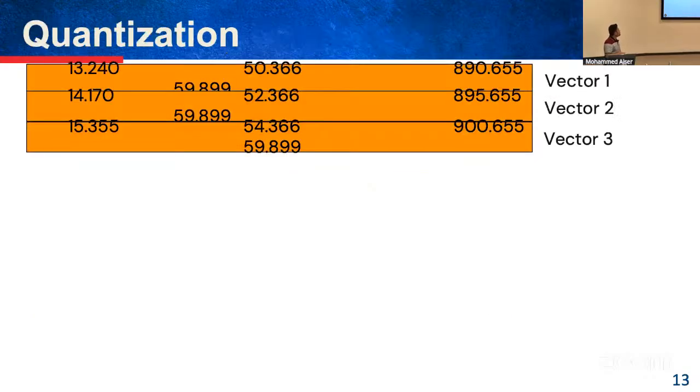So quantization. For example, we have these 3 vectors, vector 1, vector 2, and vector 3.